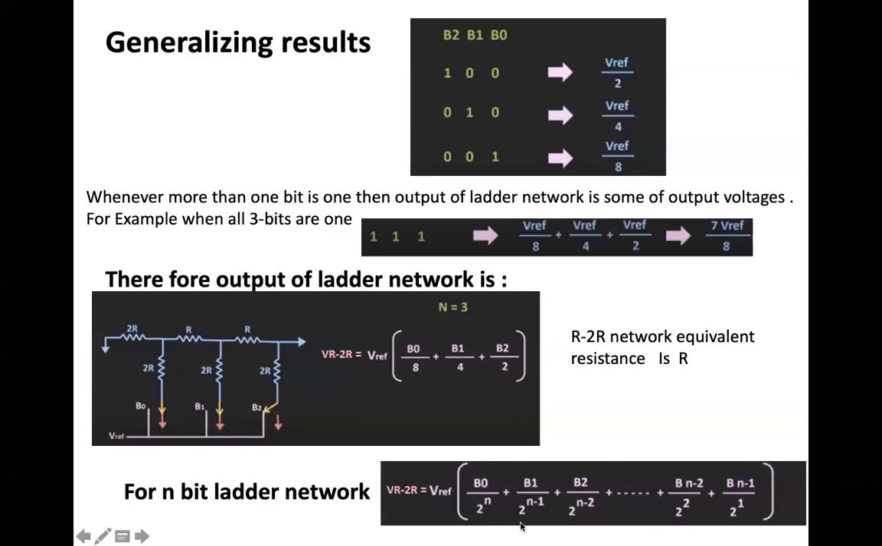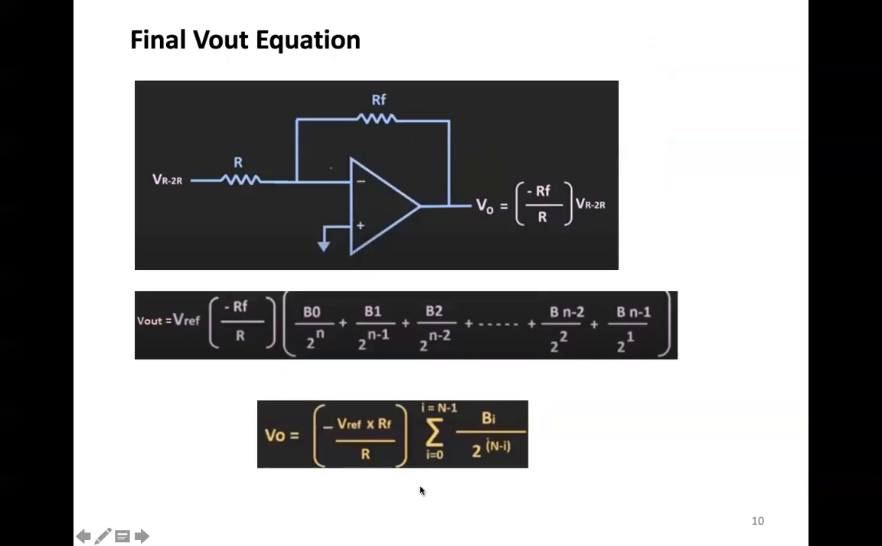Then B1 divided by 2 raised to n minus 1. So 3 minus 2, so 2 2s are 4. So 4 is here. I'm generalizing things here and bringing them in the form of an equation. Okay. Now, how is this final V out equation taken into consideration?